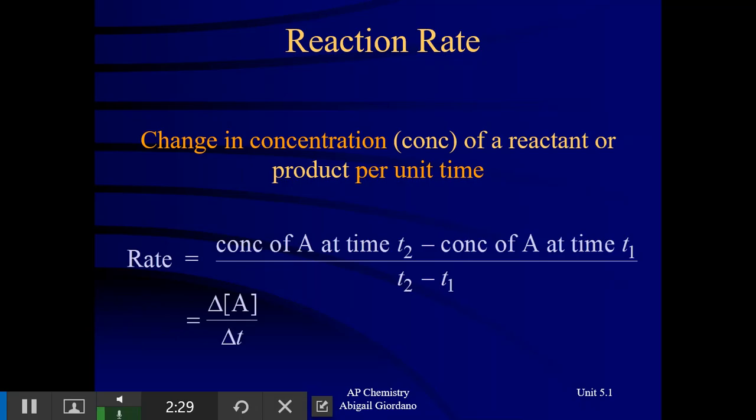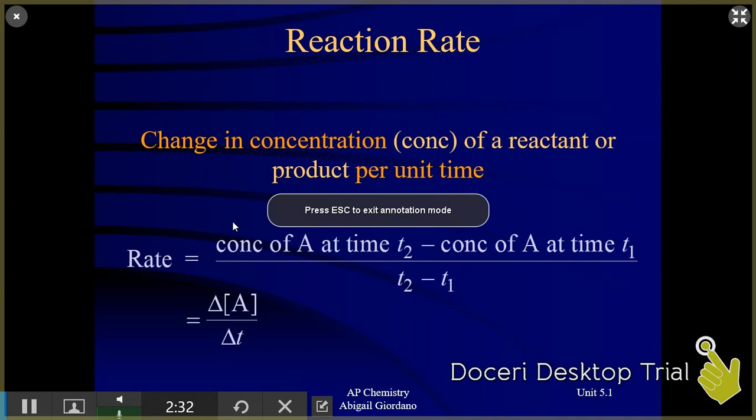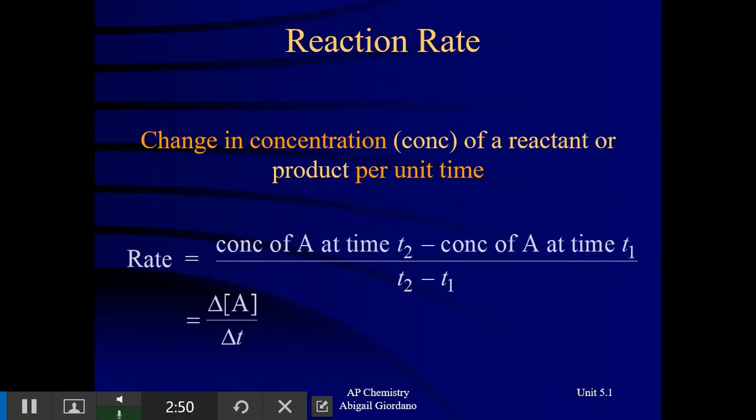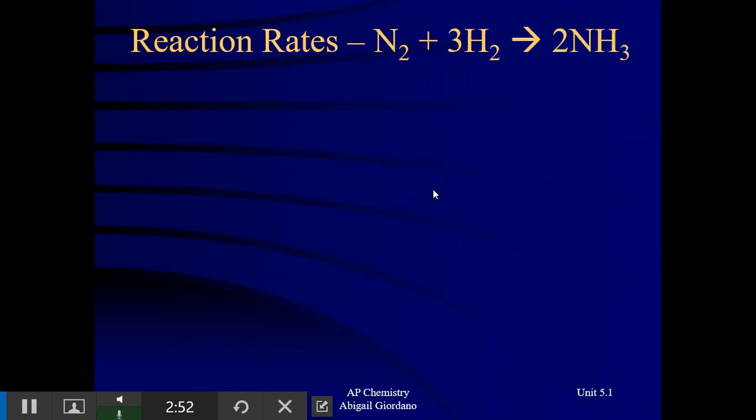Okay, and sometimes you will see this indication here, which just means, remember, brackets mean molarity, change in molarity. Again, that could be change of a reactant or it could be change of a product per a change in time. So let's look at an example.